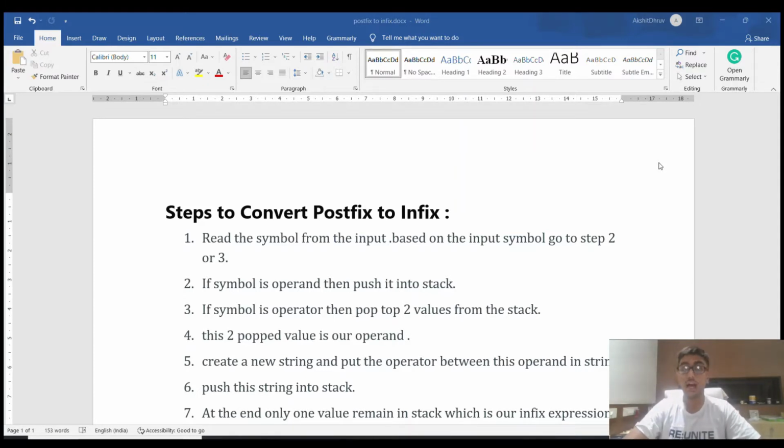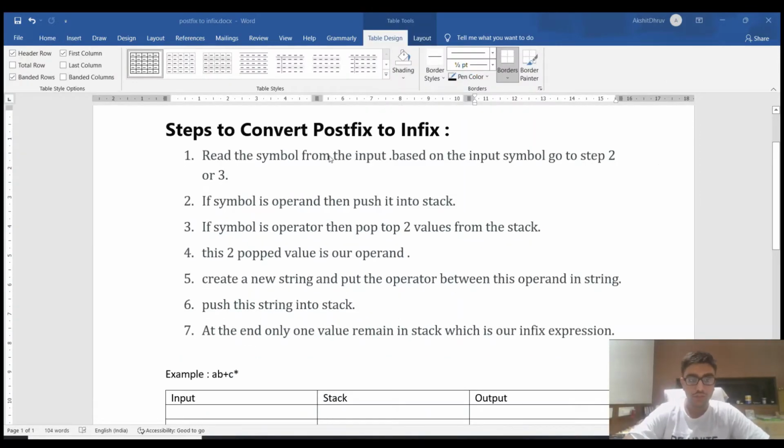Today we will see how to convert a postfix expression to infix expression. Along with that, we will solve two examples to have a good grip over it. First, how to convert postfix to infix.